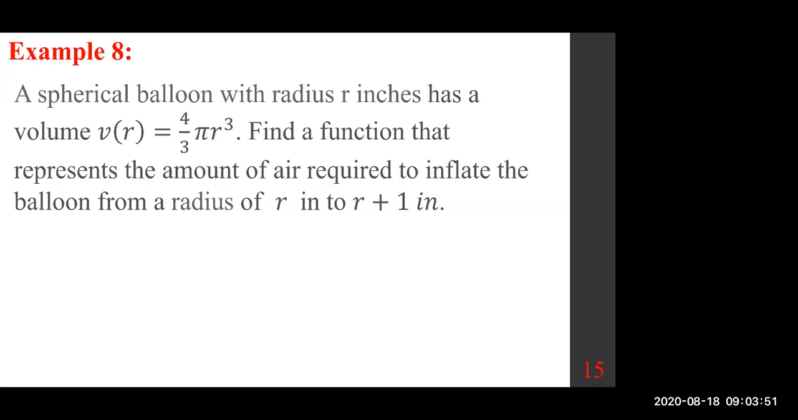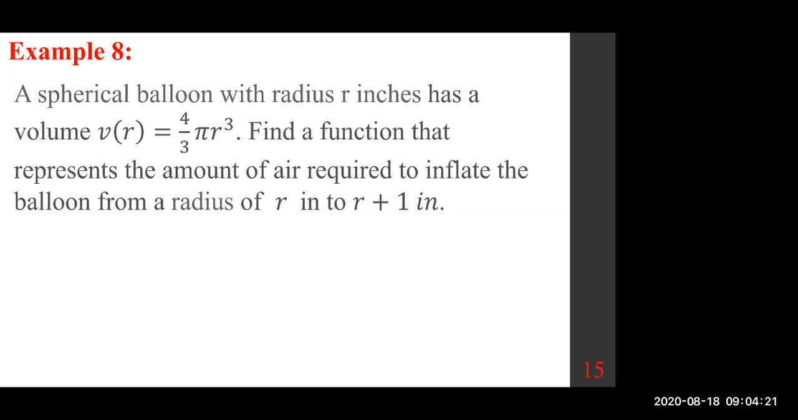Okay, very straightforward question, class. One of the things that you need to know from geometry is the volume of a sphere is 4/3 pi r cubed. Okay, everybody, the volume is 4/3 pi r cubed. So having said that, we want to know what happens as we go from r to r plus 1.